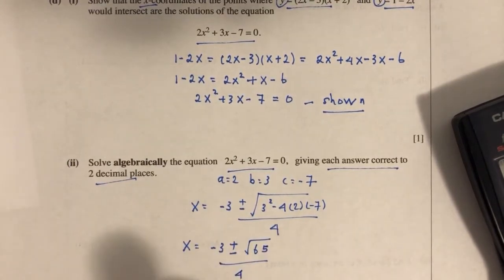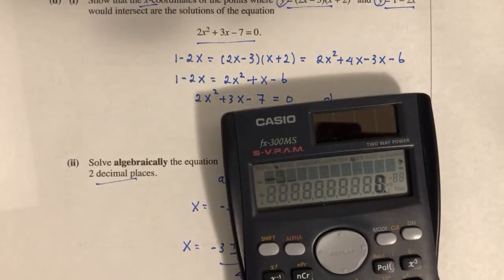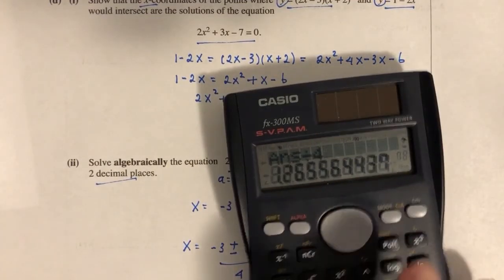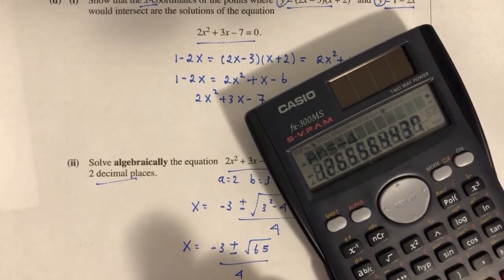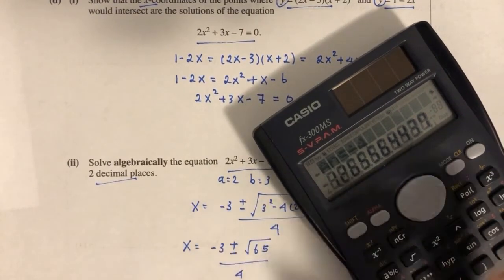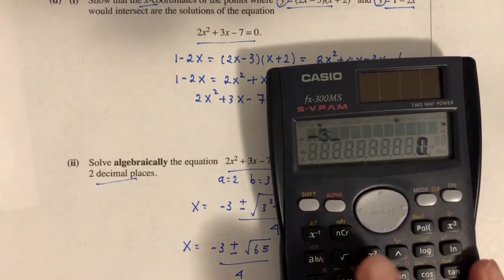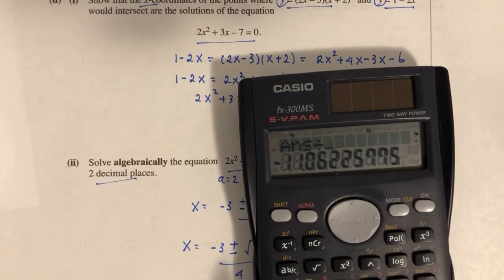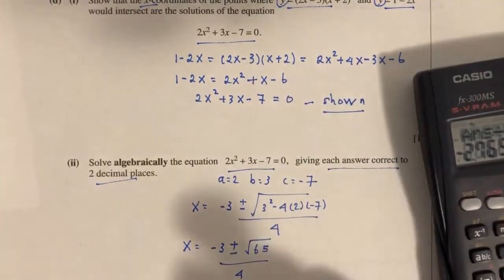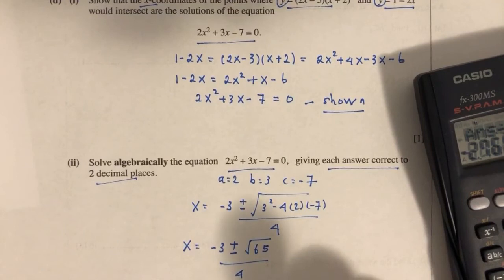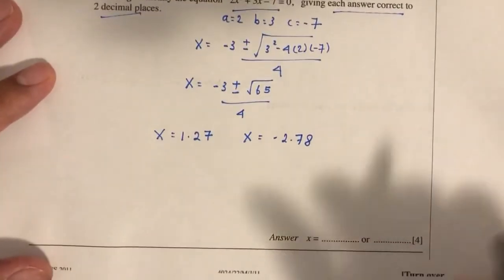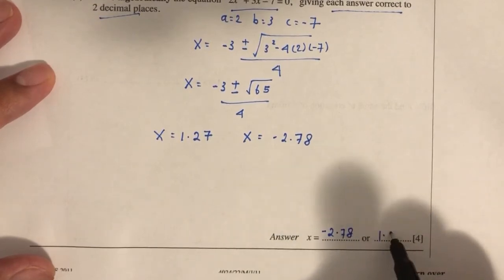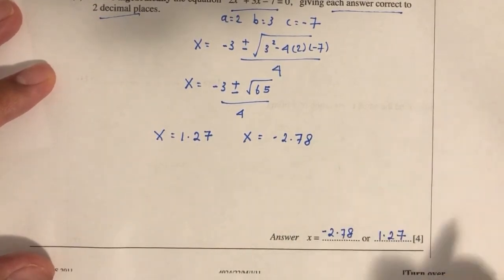So two values. The first value, let's do plus: minus 3 plus square root of 65 divided by 4. That will be 1.27, or x can be, let's do minus 3 minus square root of 65 divided by 4. That will be minus 2.78. So these will be the two values of x. So first one, minus 2.78 and 1.27. So that will be question number 9.